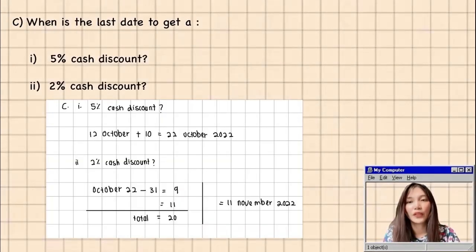Question C. When is the last date to get a 5% cash discount? 12 October plus 10 equals 22 October 2022. Question C2. 2% cash discount. 31 minus 22 equals 9. 20 days minus 9 equals 11. The answer for C2 is 11 November 2022.